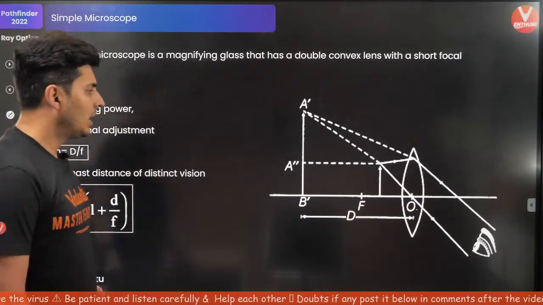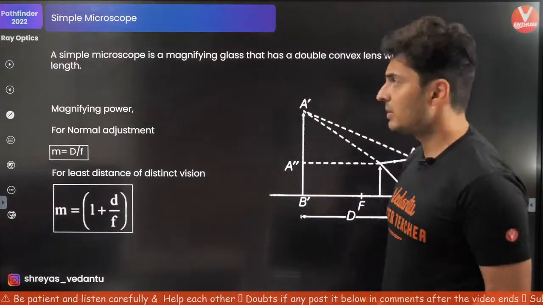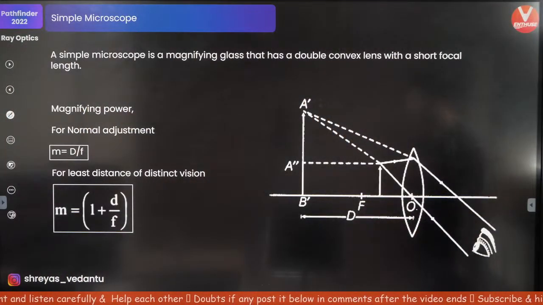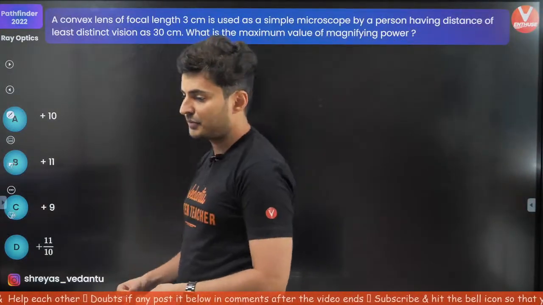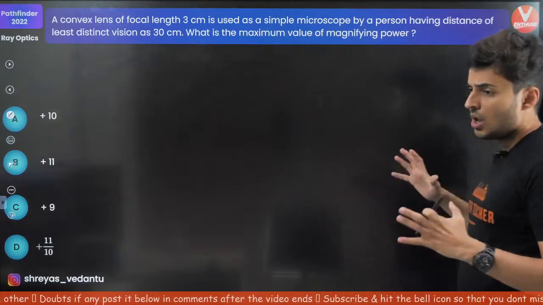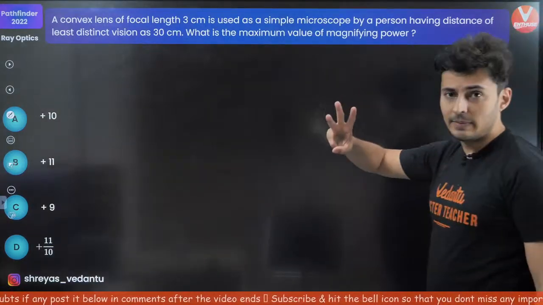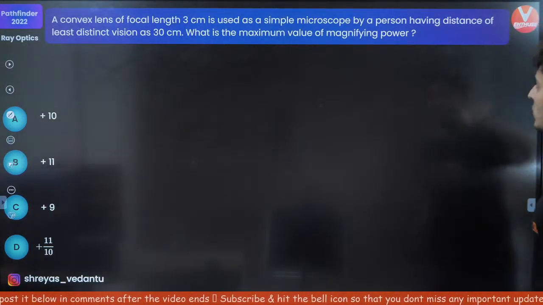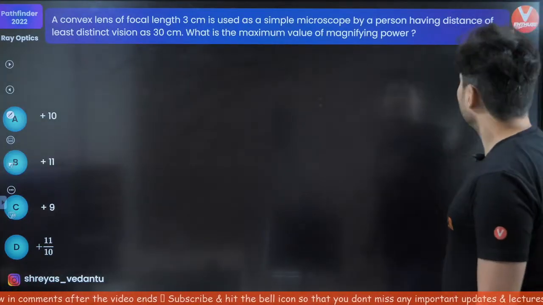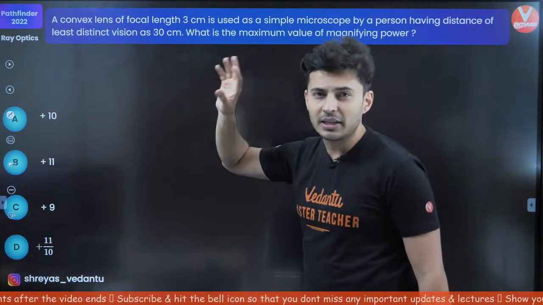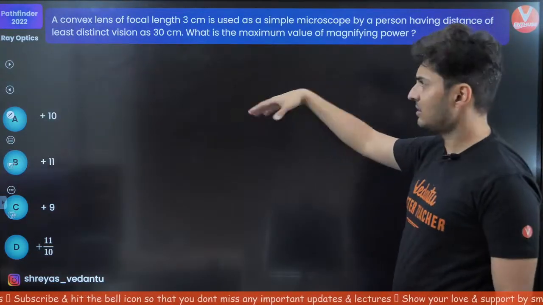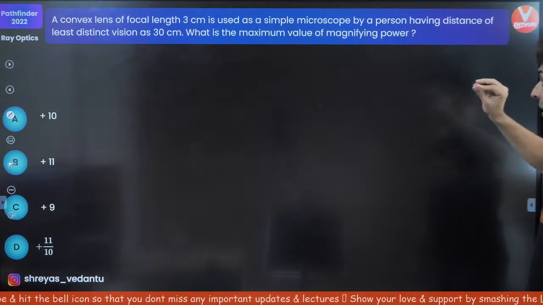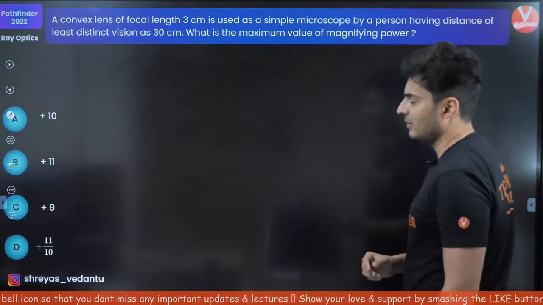And I have put up all these things as final result as well for your reference in printed form. Let's do this. First question coming up on your screen, and here it is. A convex lens of focal length 3 centimeters is used as a simple microscope by a person having least distance of distinct vision as 30. Some different person is not having normal least distance, something else, 30. What is the maximum value of the magnifying power?